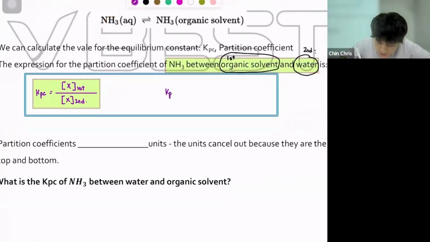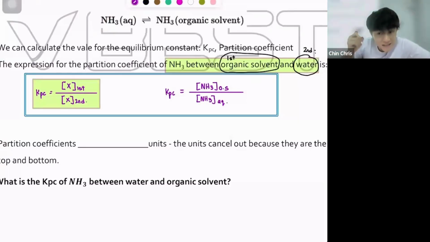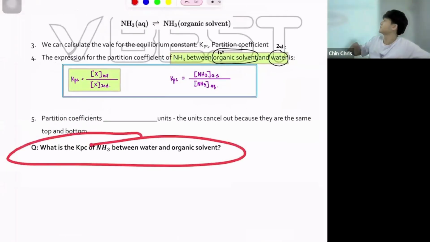So guys, you see, in this case, it's going to be NH3 in my organic solvent over NH3 in water. Water is always written as aq. Understand? Okay, so guys, please don't memorize. Do not memorize that organic solvent is always on top and aqueous is always at the bottom. Nope, you are wrong.